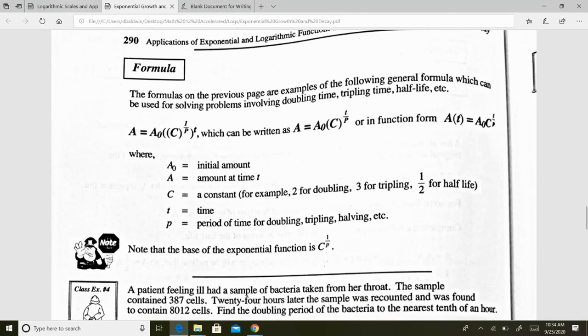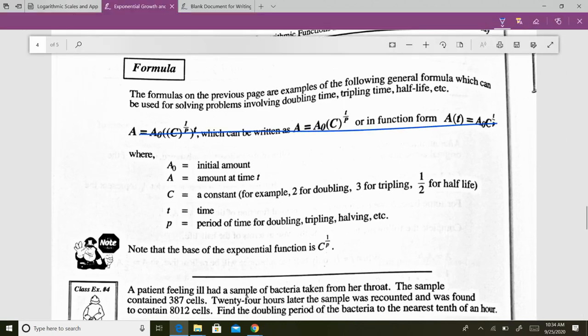Half-life, doubling time, tripling time. These have applications all over science, okay? The most common stuff is half-life. Here's the formula. They write it out all these different ways. This is it. A is equal to A naught C to the T over P. Okay. Let's talk about this formula.